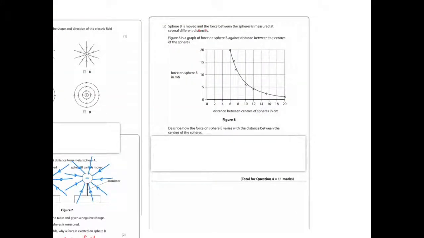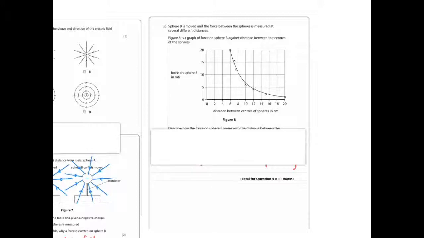Sphere B is moved and the force between the spheres is measured at several distances. Figure 8 shows a graph of force on sphere B against distance between the centres of the spheres. Describe how the force on sphere B varies with the distance between the centres of the spheres.